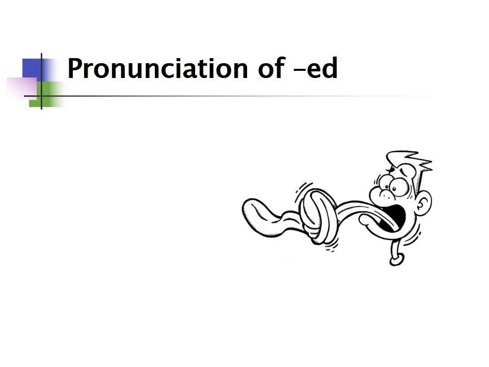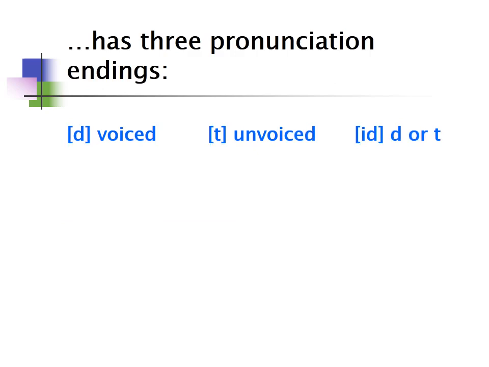The pronunciation of ed endings has 3 different endings. There's a voiced ending, an unvoiced ending, and an id ending, depending if the verb ends in a d or t sound.